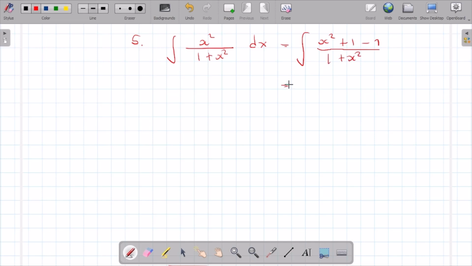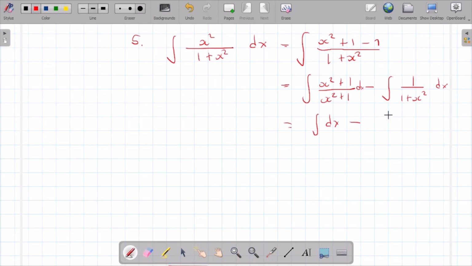Now, I can actually split this into two integrals. The integral of x squared plus 1 divided by x squared plus 1, minus the integral of 1 over 1 plus x squared. Now, this is dx and dx.